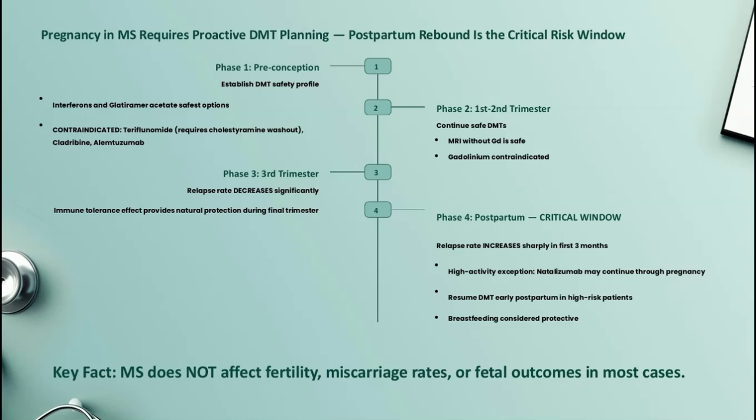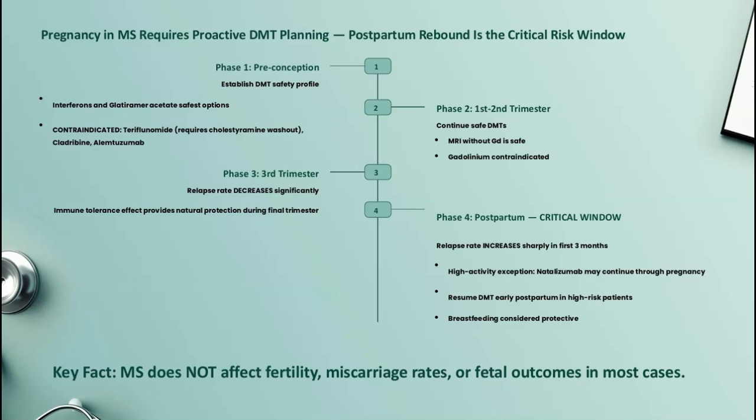Pregnancy planning is an essential part of MS management, particularly given the young age of many patients. Reassuringly, MS itself does not impair fertility, increase miscarriage risk, or usually worsen fetal outcomes. However, disease-modifying therapies require careful planning. The safer options include interferons and glatiramer acetate. Teriflunomide is absolutely contraindicated due to teratogenicity and requires formal washout before conception. Some highly active patients may remain on natalizumab depending on individual risk assessment.